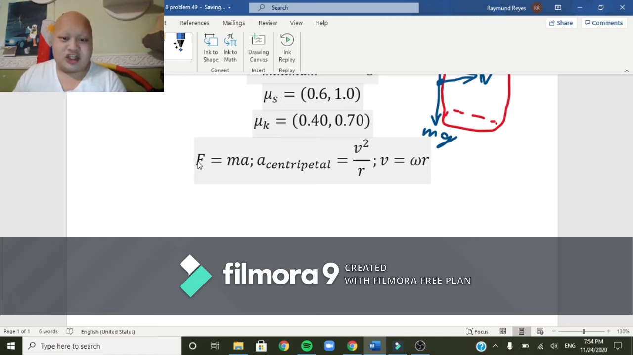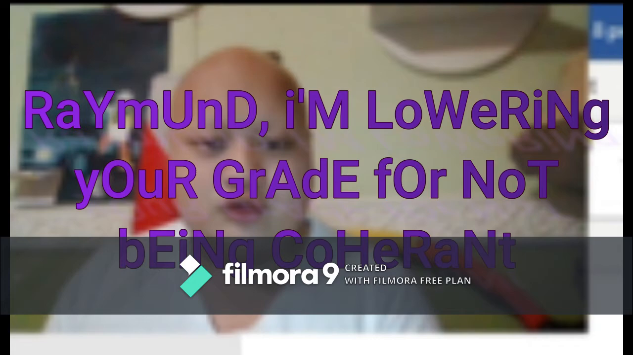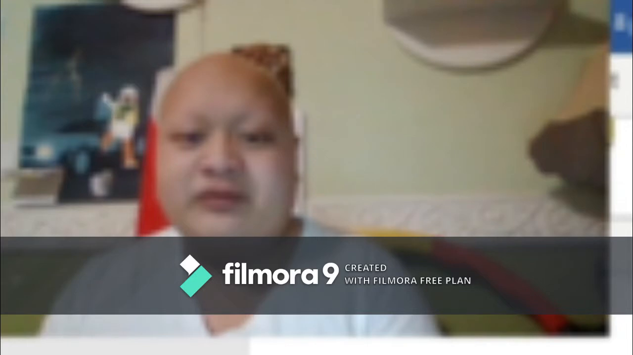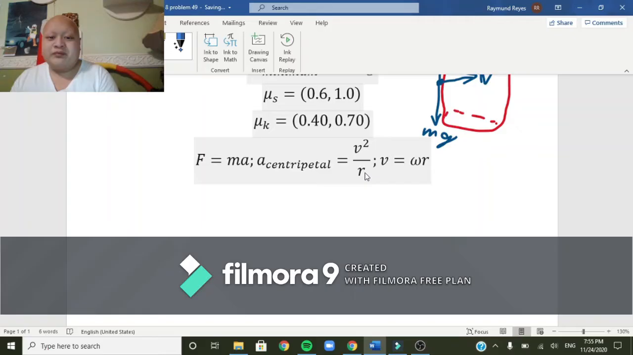And then the equations that you would use are force equals mass times acceleration, and also, later on, you would plug in for a, velocity squared divided by the radius.